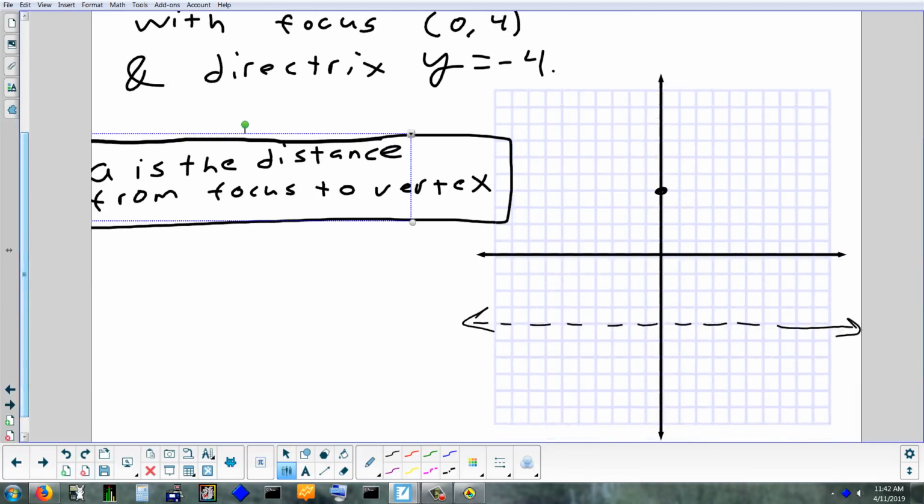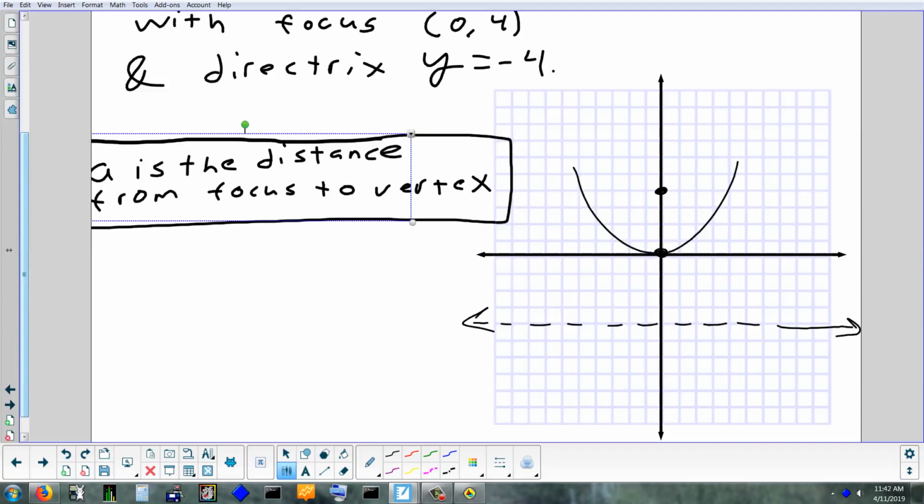Now, the vertex. What's the relationship if you compare the distance from the vertex to the focus and the vertex to the directrix? It's the same. So where would the vertex have to be so it comes out the same? It's got to be at 0, 0. 1, 2, 3, 4. 1, 2, 3, 4. Now, which way does the parabola have to open? It's got to open up. It's got to wrap around the focus and bend away from the directrix.